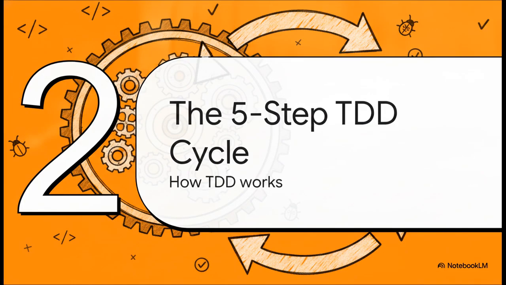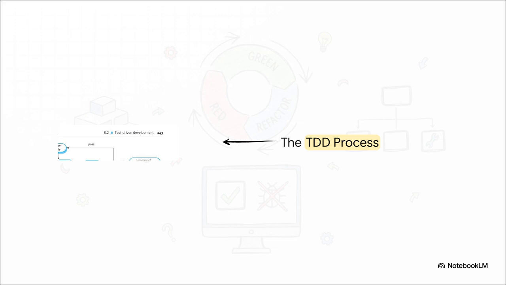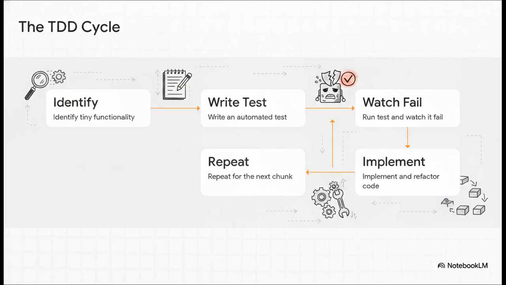Moving right along to Section 2, the 5-step TDD cycle. Let's look at exactly how this works in practice. Think of the TDD process as a continuous, repeating loop. You're constantly moving from writing a test, to watching it fail, to implementing the code, and then looping right back around. It's a fantastic way of visualizing exactly how functionality is systematically identified, tested, implemented, and refined over and over again. Let's break down these 5 steps slowly, as if you're trying this for the very first time.